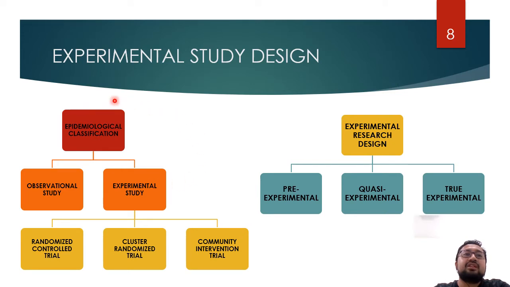While in epidemiological classification yang kita apply dalam dunia epidemiology adalah ada observational study and experimental study. Okay, observational study kita dah bincang in previous lecture. While experimental study dalam epidemiology kita ada 3 types of design yang kita selalu guna, which are randomized control trial, clustered randomized trial, and community intervention trial. So we will go one by one to look at this experimental research design first, and then we will go to the experimental study design in epidemiological classification.